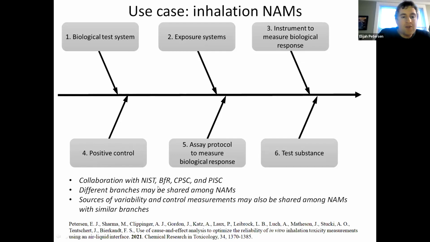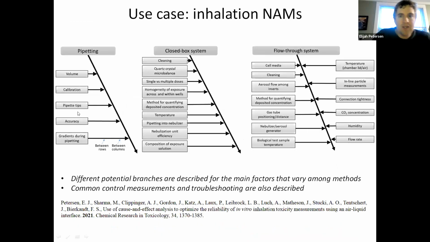So with that, this was again an inter-organization collaboration. I actually did this when I was in Germany visiting the BFR for a month as a visiting scientist. So we got talking about this, and it really made sense to work together and try to put this into practice. As one example of what some of the branches could look like, this is what you could have for the exposure systems, where for closed box systems, these are what we thought were some of the key sources of variability. Flow through systems are different, as is pipetting.